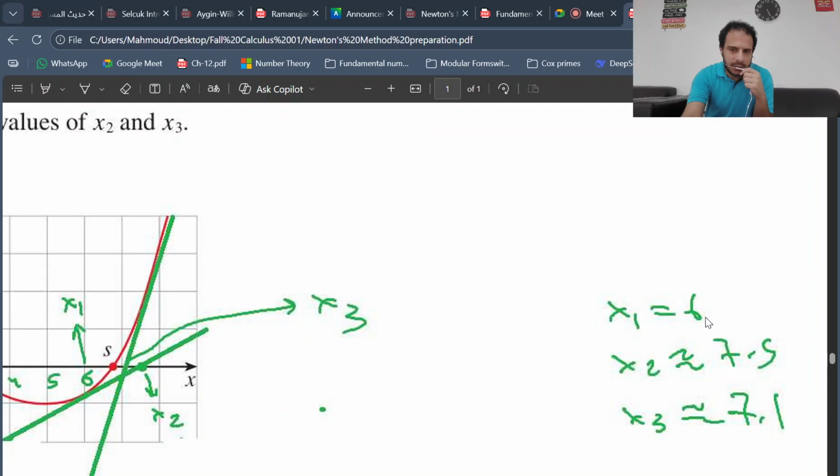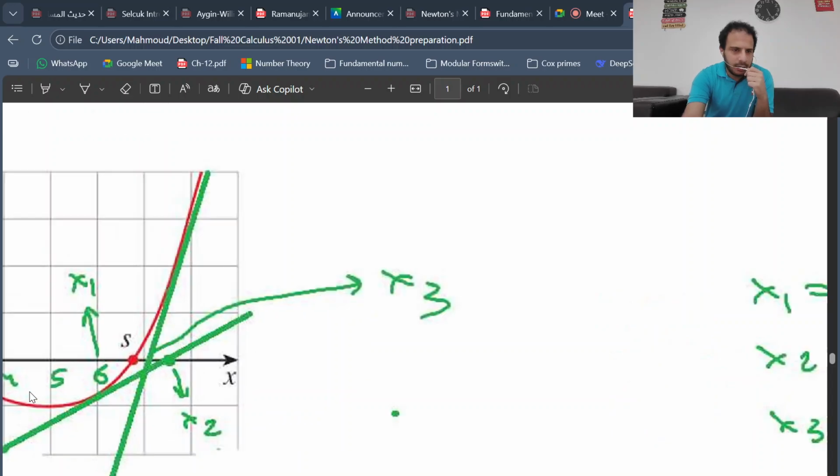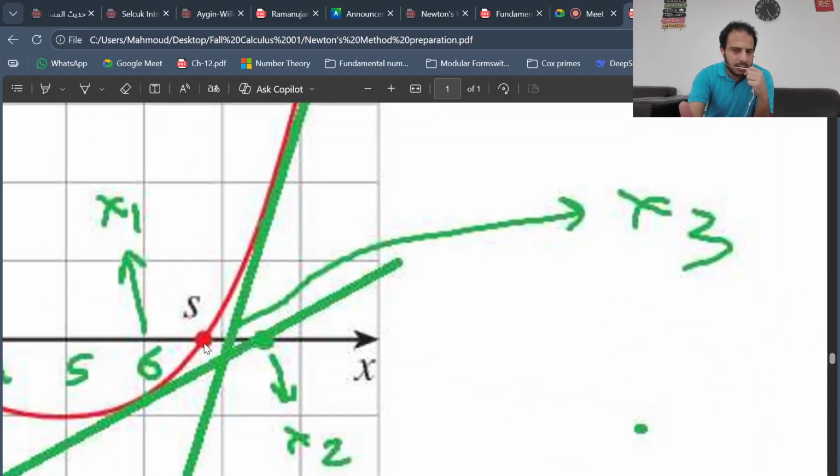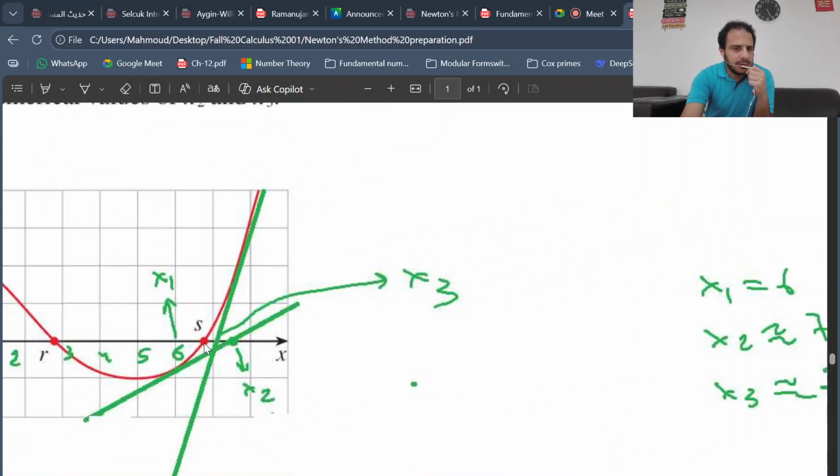When we estimate these values, they are here. We started with x1 equals 6, x2 is 7.5, x3 is 7.1. What's your estimate for the solution? Nearly 6.7, right? Next, see the other part.